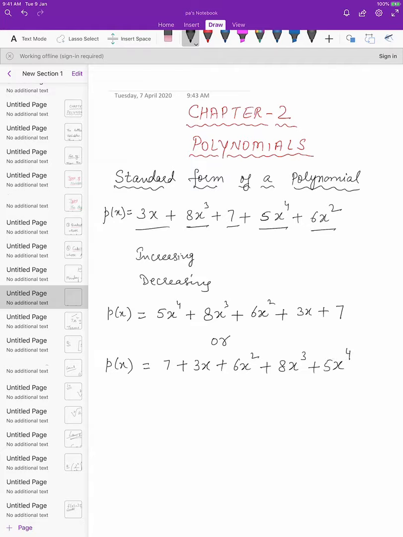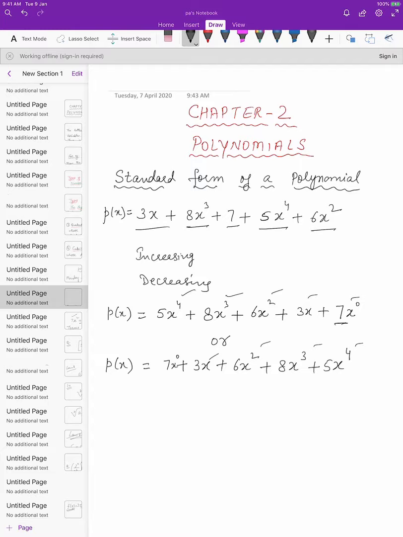So in the first case I have written the decreasing order of the powers, whereas in the second case I have written the increasing order of powers. The constant term, what is the power of the variable here? There is no x present here, but I can assume it to be x to the power 0. Okay, so this is known as the standard form of a polynomial.